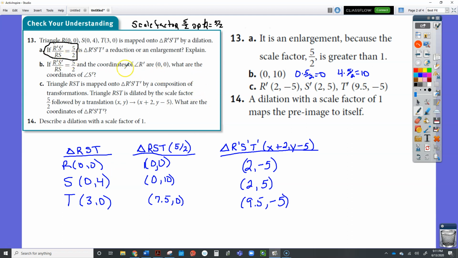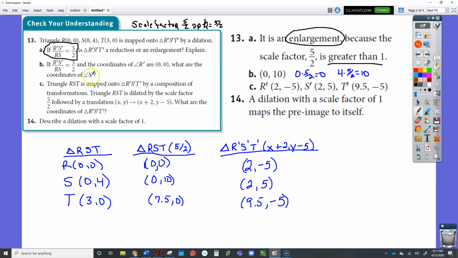But anyway, they want to know, is it a reduction or an enlargement? So basically all you have to do is say, what's the value of 5 over 2? It's a fraction, but is it a number bigger than 1 or a number between 0 and 1? It's greater than 1. So since it's greater than 1, it is an enlargement.